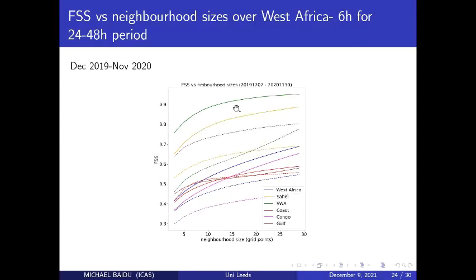that the thick continuous line is the tropical African model, and then the broken line is the global model for each of the sub-regions of study. So you see that the tropical African model outperforms the global model for most of the regions apart from the ocean, apart from the Gulf.